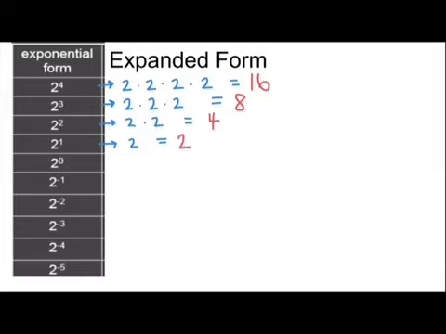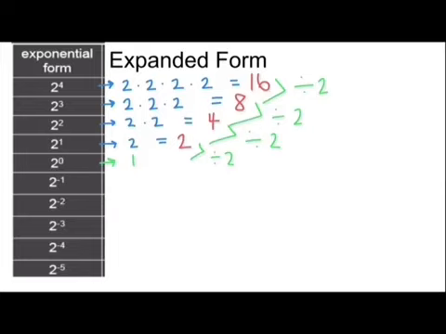When you look at these, notice the patterns that come out. So we have 16 to 8, 8 to 4, 4 to 2. Each of these is divided by 2. So continuing on that power, 2 to the power of 0 is the same thing as 1, because 2 divided by 2 is 1. Anything to the power of 0 is 1.